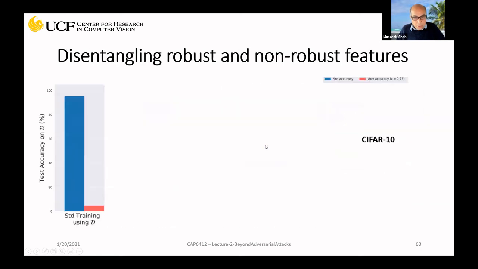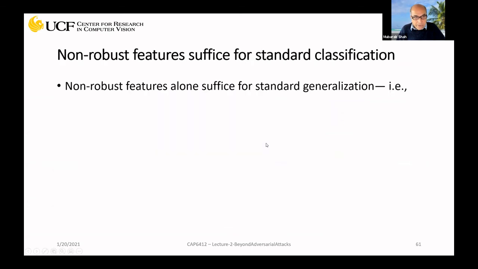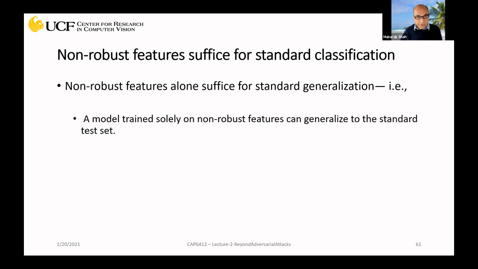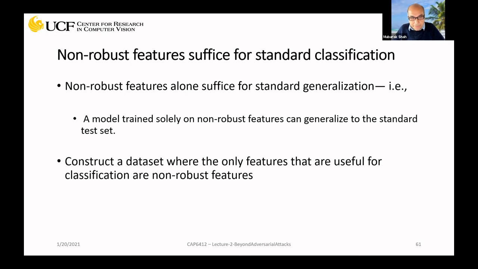Okay, so what we are going to show is that non-robust features are sufficient for standard generalization, which means that a model trained solely on non-robust features can give you pretty good results. So we are going to construct a data set with only features that are useful for classification but are non-robust. They're not good features, okay?